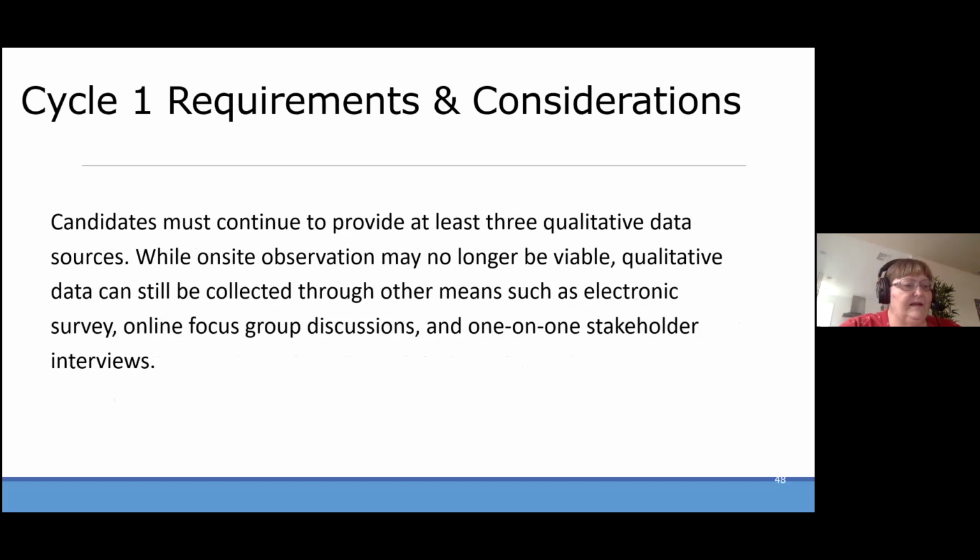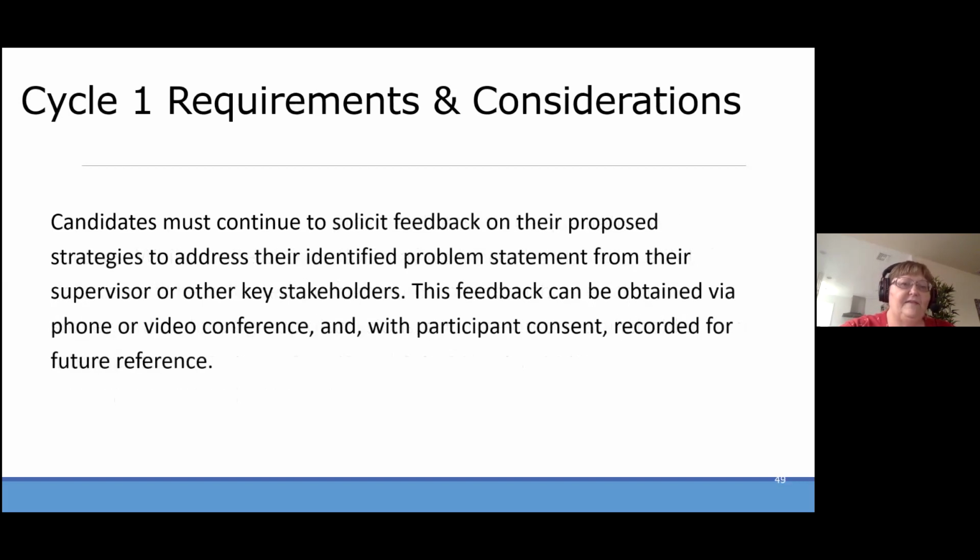And then thirdly, candidates must continue to solicit feedback on their proposed strategies. So they might think about setting up a phone or video conference with their supervisor, with parental consent, maybe even record for future reference if it's someone who you need permission to have on video as well.